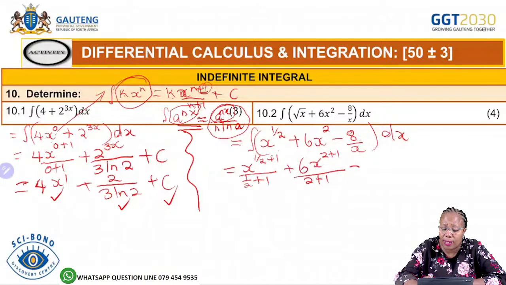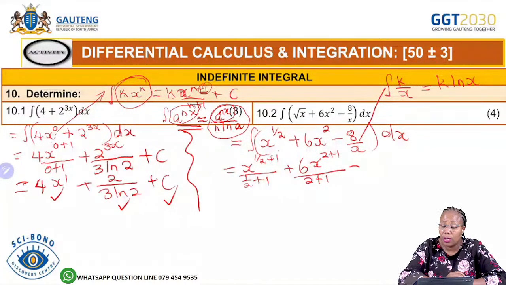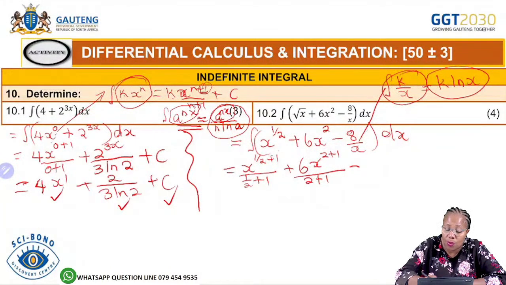And then this one of minus 8 over x is having a relationship with the rule. If you check on your formula sheet, it is written k over x there. That means this one is now becoming k ln x. Can you see that? So now we are going to take this relationship and bring it to that one. Okay, so k is the top part. Our top part is 8 here, and then this will be the ln of x on the denominator.